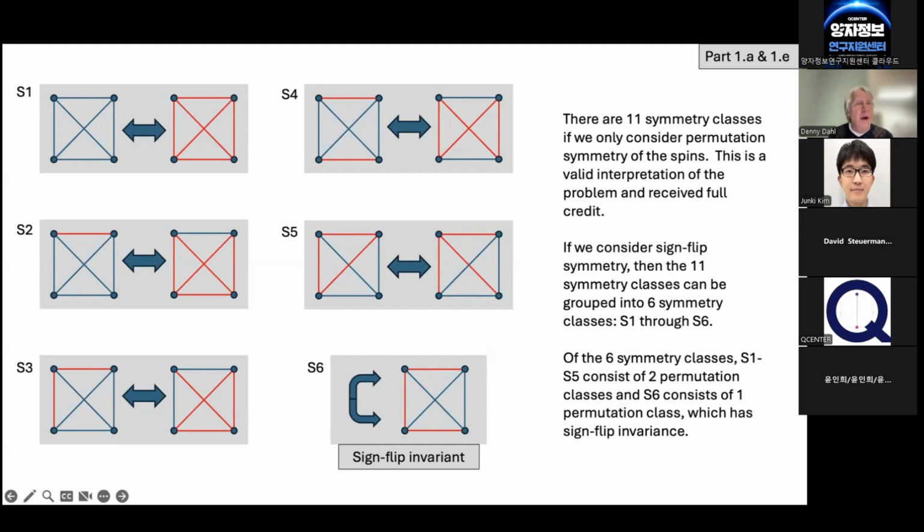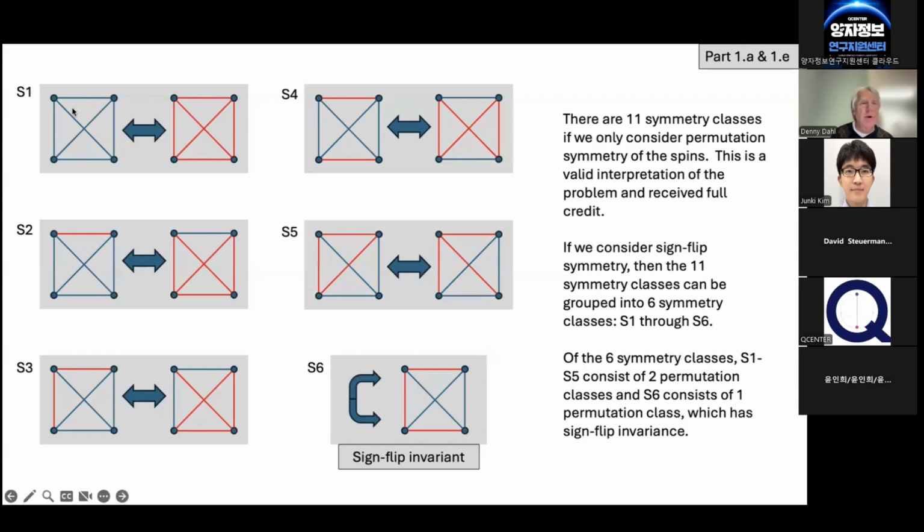And I've drawn the interactions as either blue or red. And let's pretend that blue means ferromagnetic and red means anti-ferromagnetic. So that means I'm just flipping the sign of the Jij coefficient from -1 here to +1 over here. So it turns out that you can actually figure out what all the symmetry classes are purely using graph theory. You don't actually have to write down the Hamiltonian and compute its eigenvalues. So that's what I'm doing here in these diagrams.